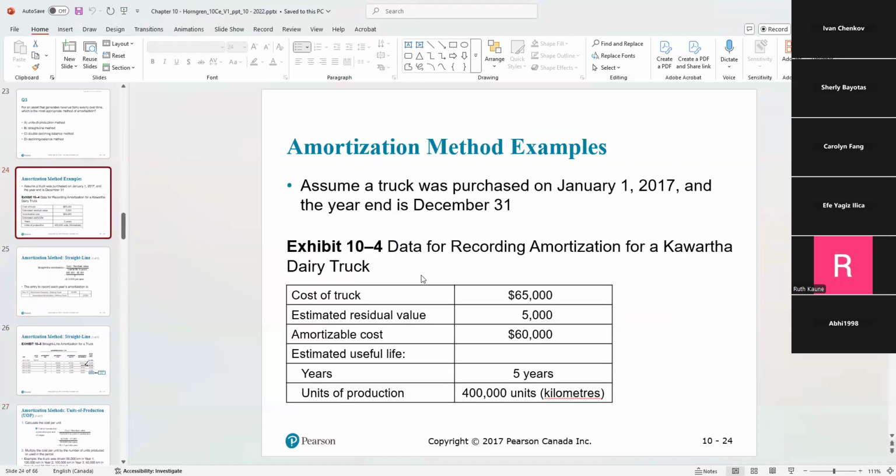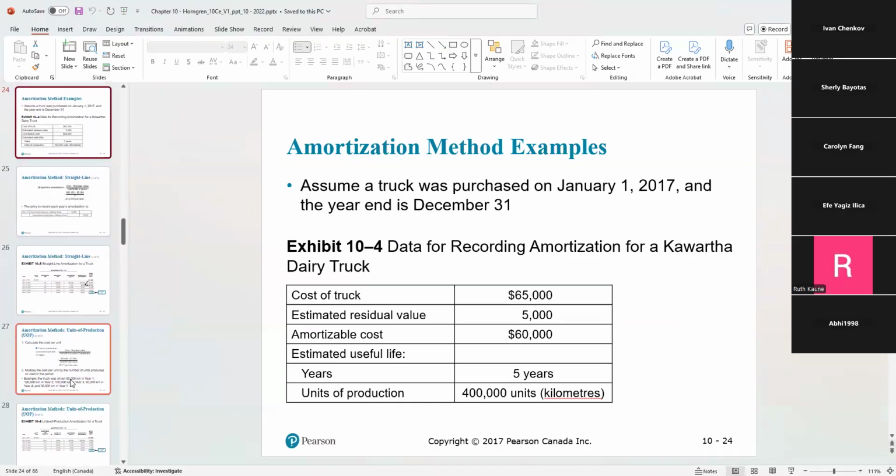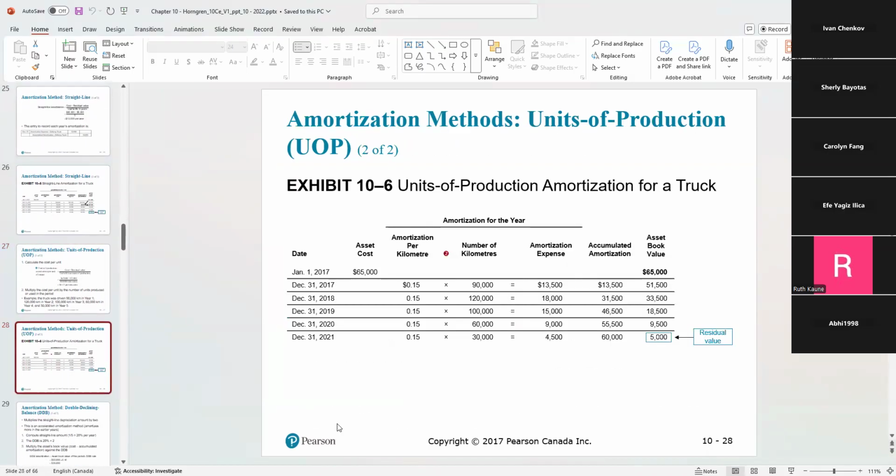Because on this chart here, we are on the estimations. That's the only thing. And make sure again, total amortization doesn't exceed the amortizable cost, and the carrying value of the asset is not below the residual value.